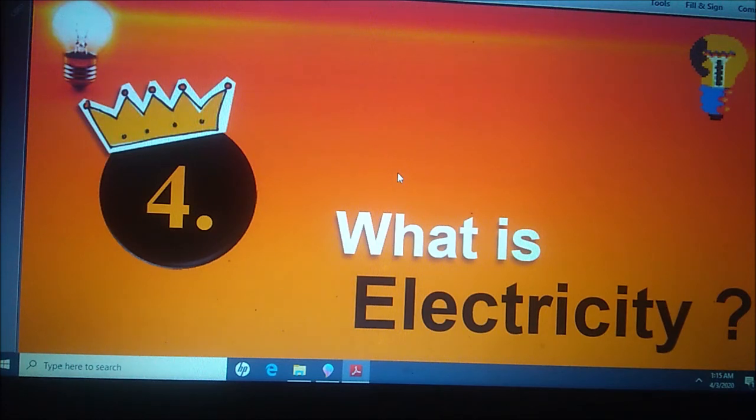So that's all for today, and tomorrow is going to be very exciting because we are starting with electricity. Finally, after studying the basic concept of electricity, that is charges, we are going to start with electricity.